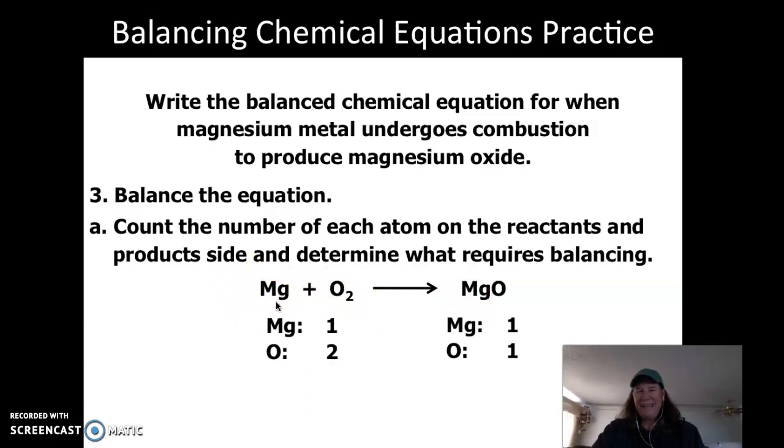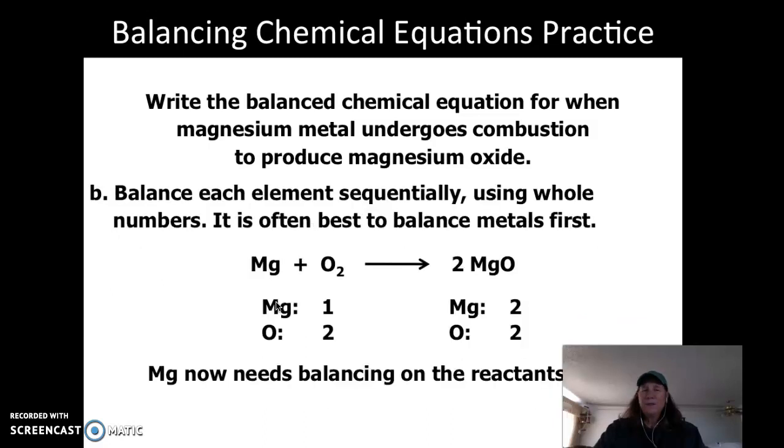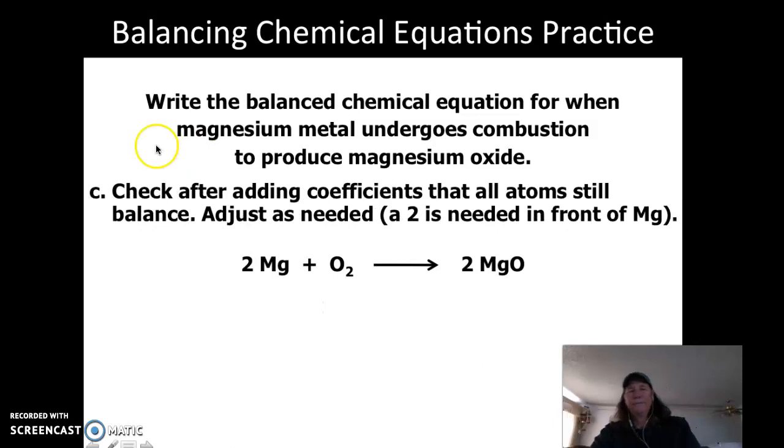And again, it might be a little overkill on that. Okay, so here. Sorry, I'm skipping over those, but honestly, I don't know that I need to go through all that. Okay, check to make sure. So 2 magnesium, 2 magnesium, 2 oxygen, 2 oxygen. So now I have a balanced equation.